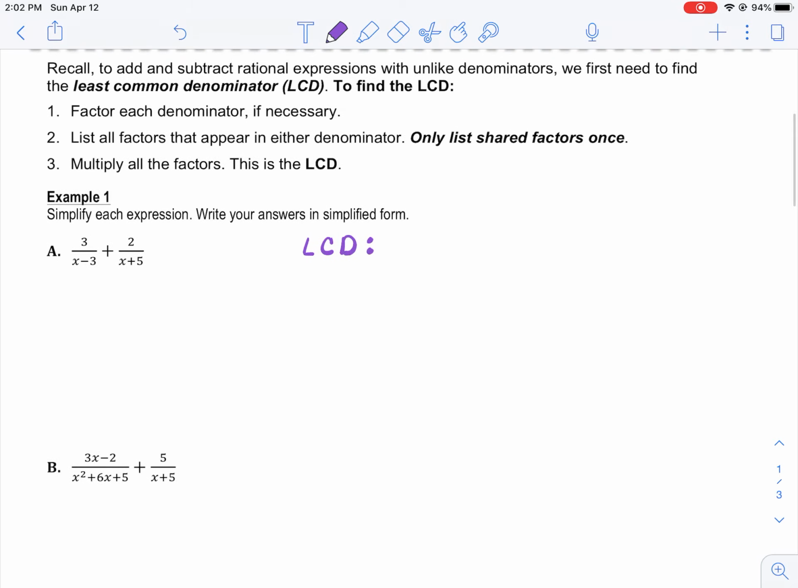So if I look at step 2, list all factors that appear in either denominator. One of them has an x minus 3 and the other one has an x plus 5. So step 3, multiply all these factors. Instead of putting a comma here, I'm going to multiply x minus 3 and x plus 5. That's your common denominator. What that means is in order to add these, we have to rewrite each fraction with this denominator, x minus 3 times x plus 5.